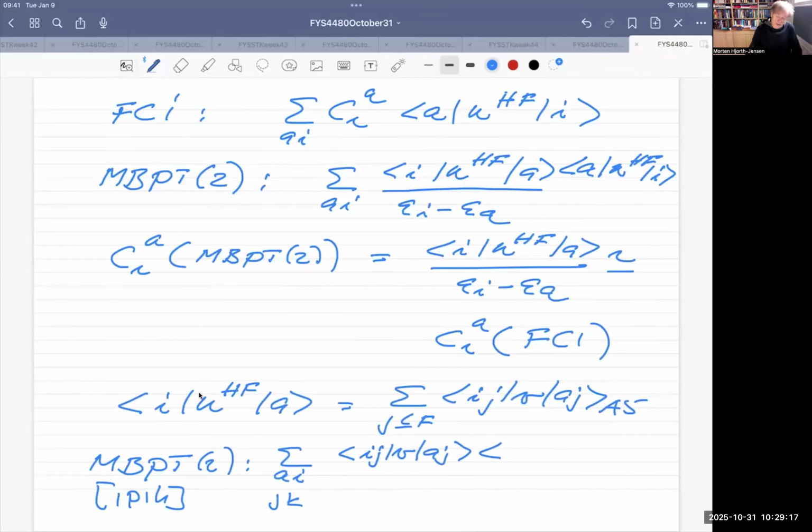But now we have the second term, which is given by a summation over K. So we have IK. These are anti-symmetrized matrix elements. And I have V, and then I have AK here, divided by epsilon I minus epsilon A. Later today, we are going to see how we can express this in a diagrammatic form.